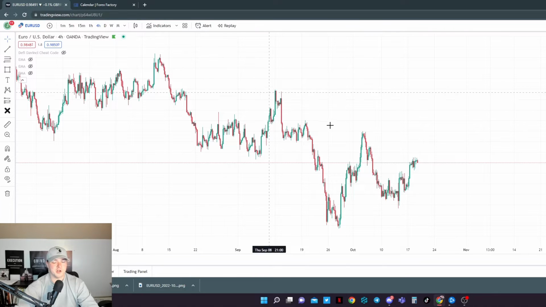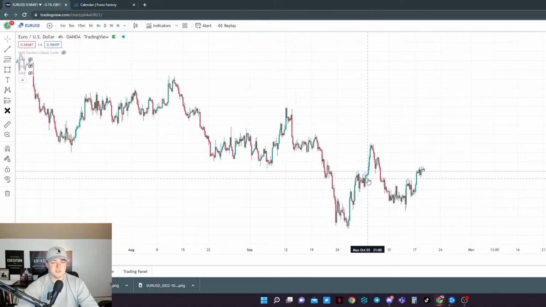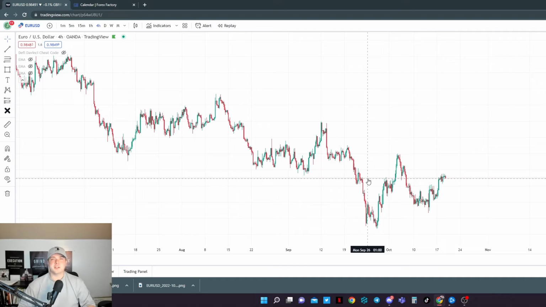we're on the 4-hour chart, I can see that we're still in the downtrend. The US dollar has been very strong. We've been getting strong CPI numbers. We've been getting strong PPI numbers. I guess the overall trend of the dollar index has just been up. It really hasn't gone down.